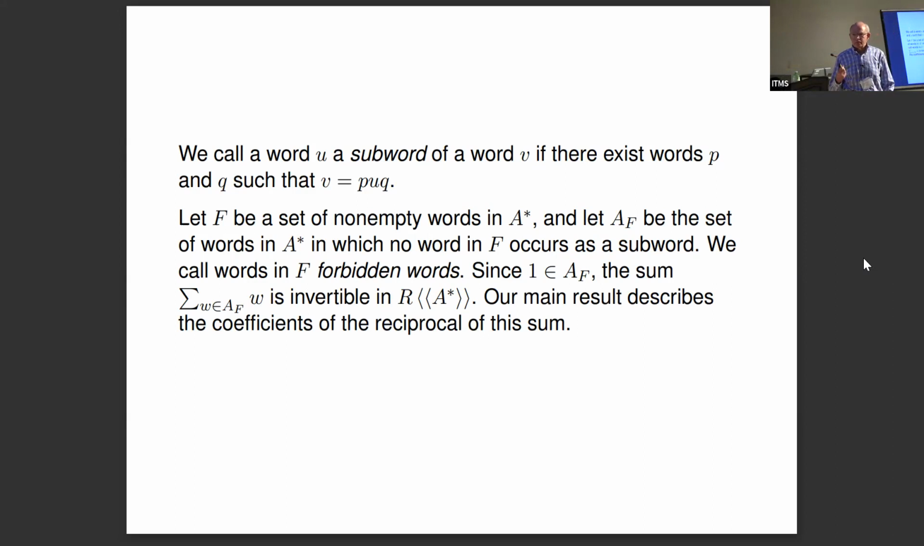I'm particularly interested in the set of words in A star, words made out of the letters of my alphabet, that don't have any forbidden subwords. I'll call that A sub F, where F is the set of forbidden words. And since 1, the empty word, doesn't have any of these forbidden subwords, this sum of all of the words with no forbidden subwords has constant term 1, so it's invertible in this algebra. And the theorem that I'm going to talk about describes the coefficients of the reciprocal of this sum.